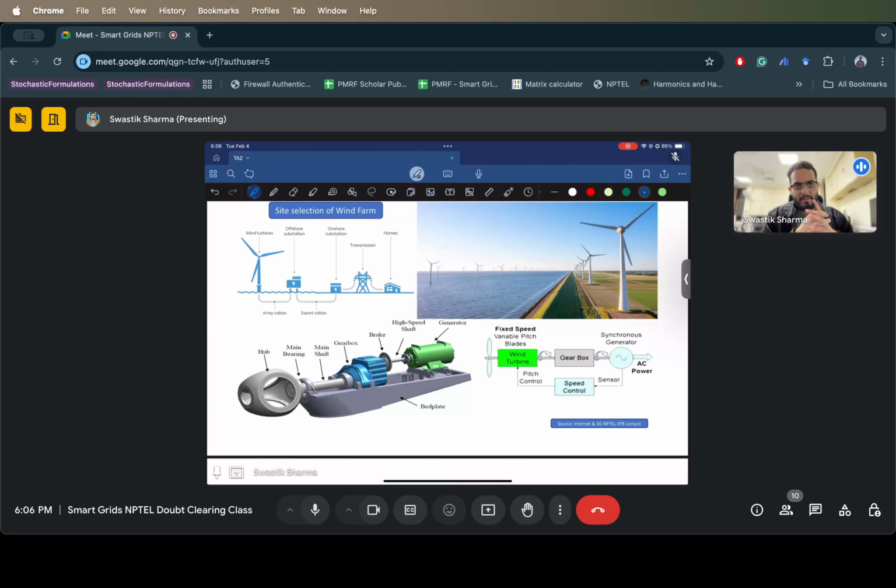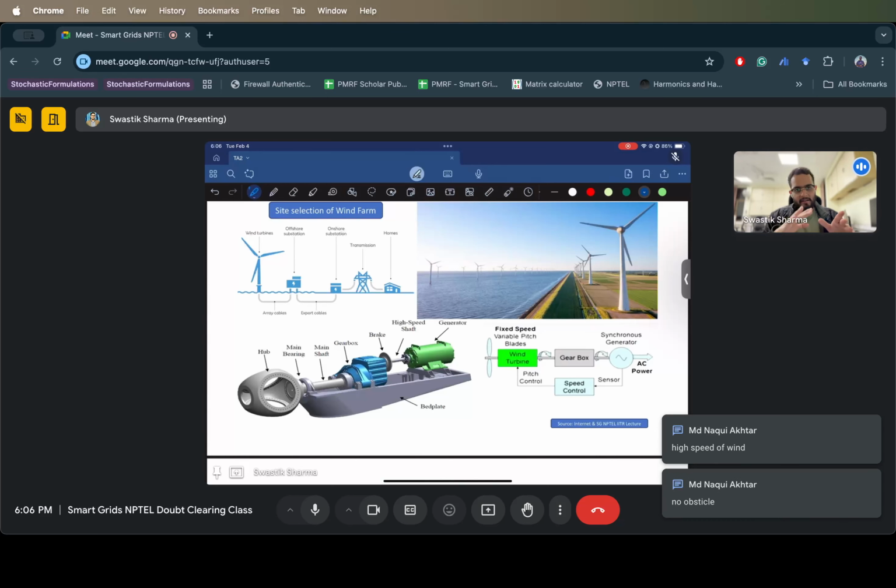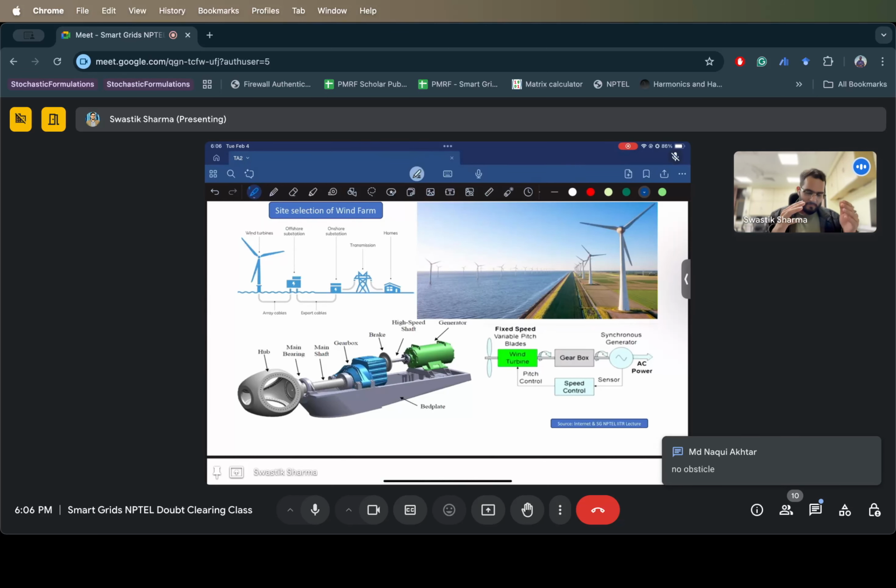Do you have any idea? Someone said tidal. No, there are a few things why it is like this. High speed of wind, right? But why is there a high speed of wind? I'll tell you. There is a huge temperature gradient, right? No obstacle is also a major thing. There are many reasons, but some of the reasons I'll just mention.